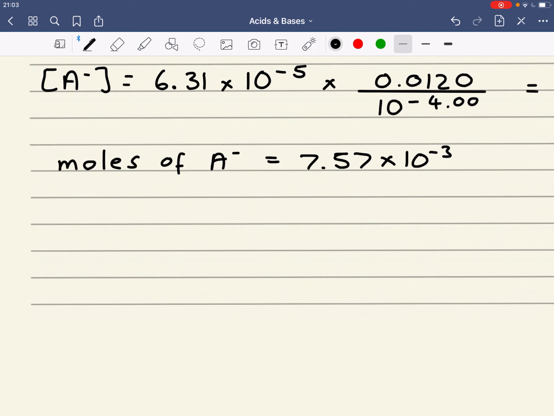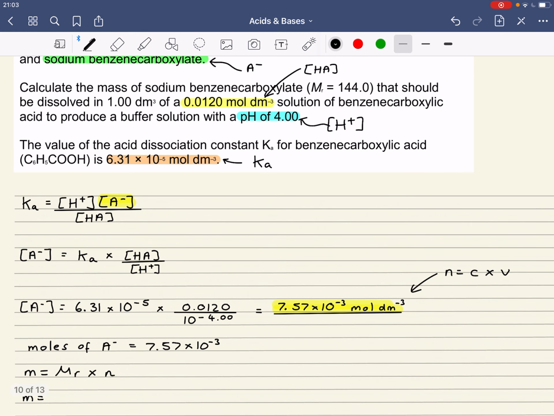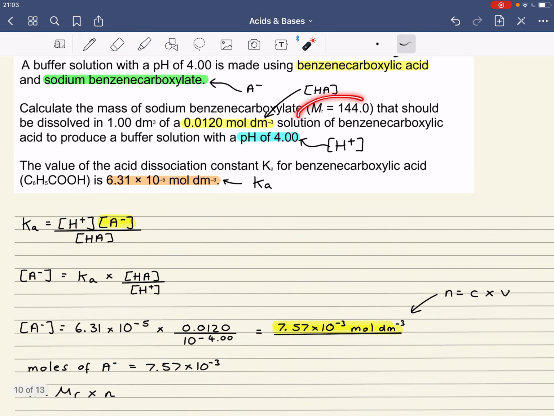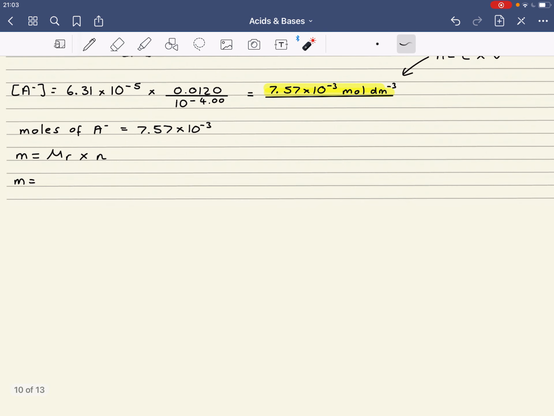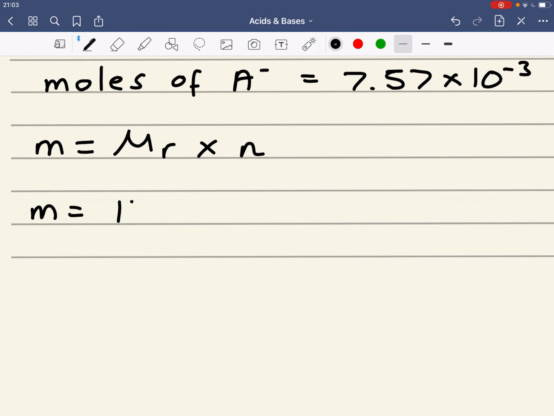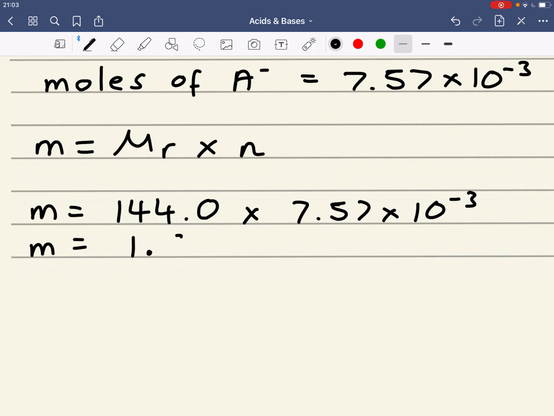So if I want to now work out mass, it's Mr times moles. So my mass is equal to the Mr, which is given in the question as you can see here, 144.0, times my moles, 7.57 times 10 to the minus 3. And that will give me a mass then of 1.09 grams. And that there is my answer.